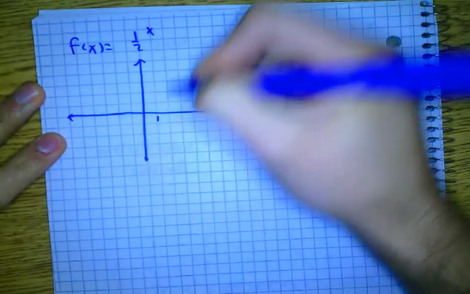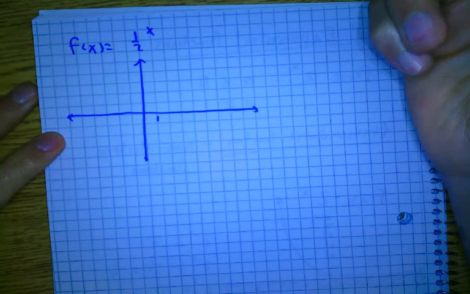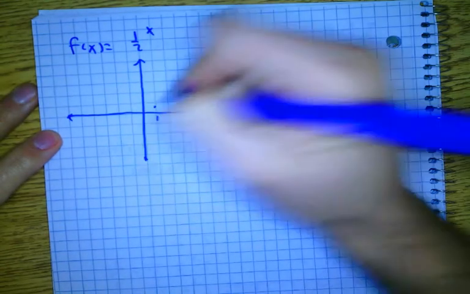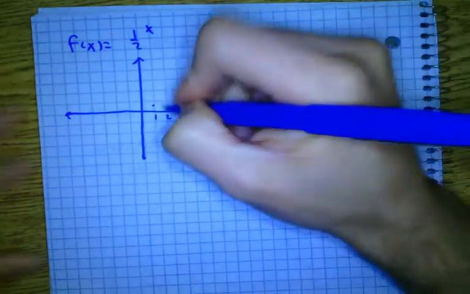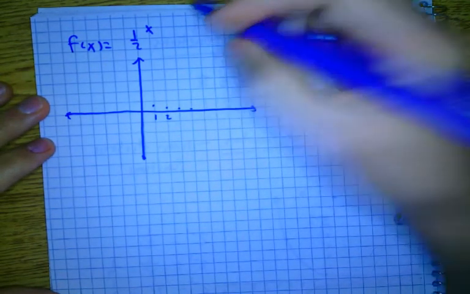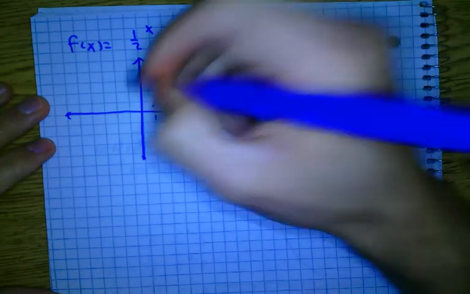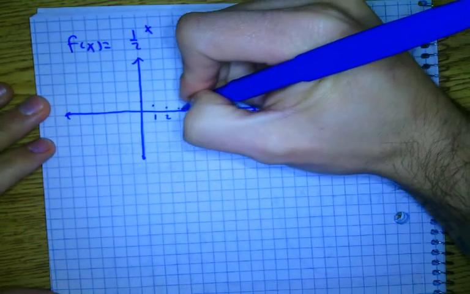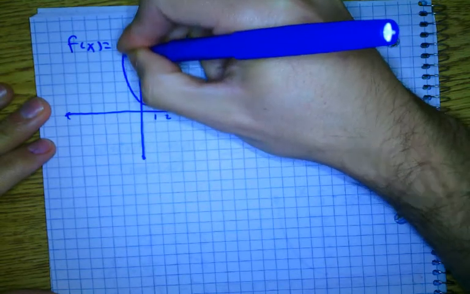So 1/2 to the first power is going to be 1/2. 1/2 to the second power would be 1/4, 1/8, 1/16, and so on, right? What's 1/2 to the 0 power? 1. So then this thing looks like that.